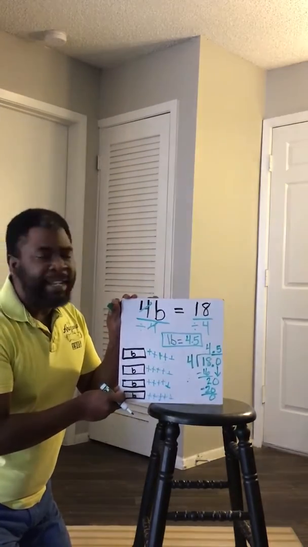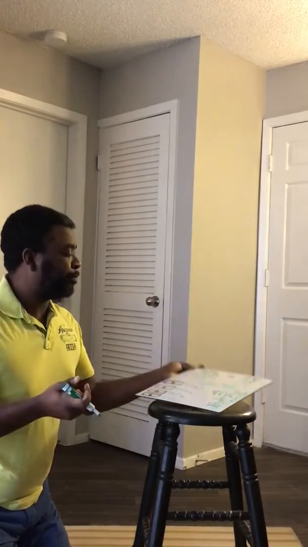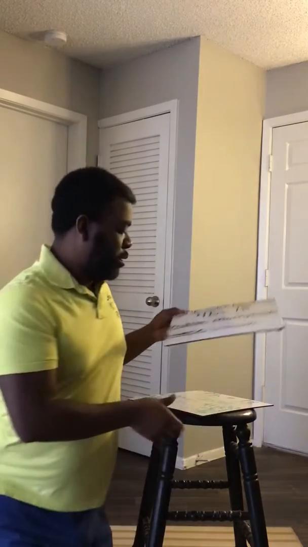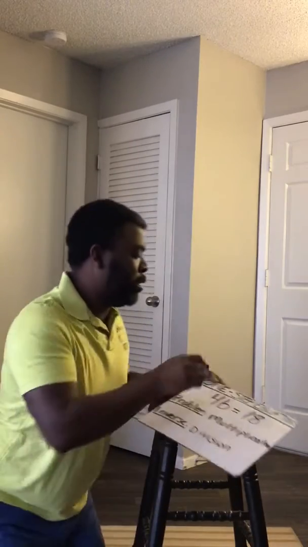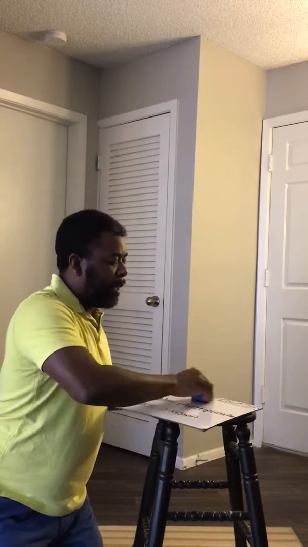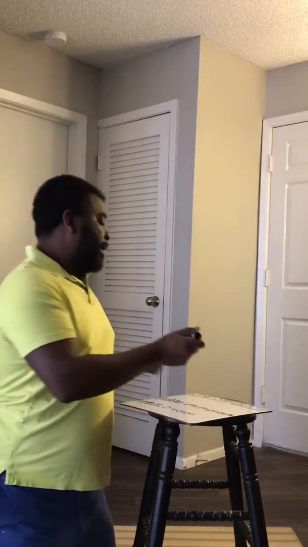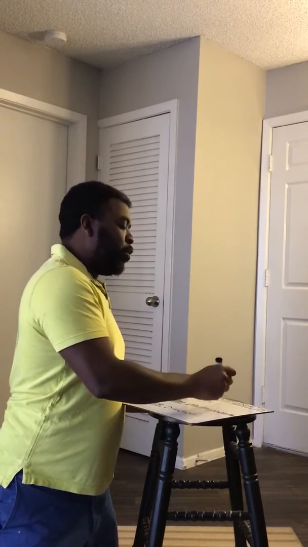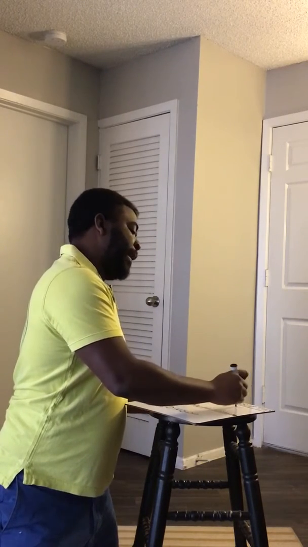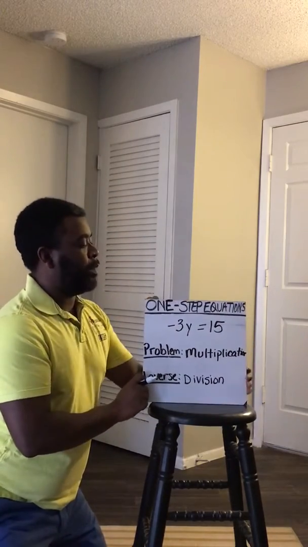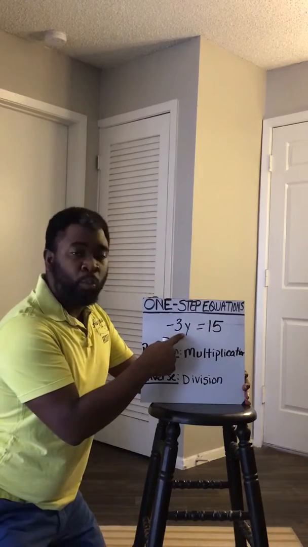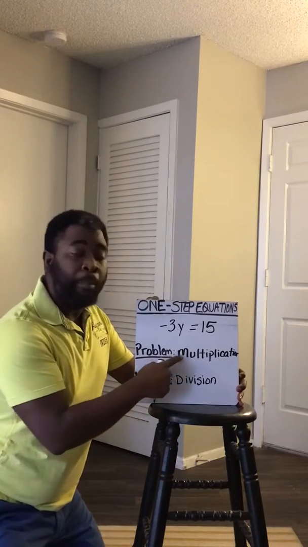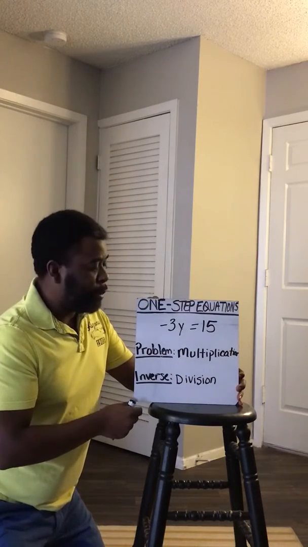But what happens if I have a negative number? Well, let's try it out. So let's change our equation. And let's say we have negative 3y is equal to 15. Negative 3 times y is equal to positive 15. We know that this is a multiplication problem, and so the inverse would be division.